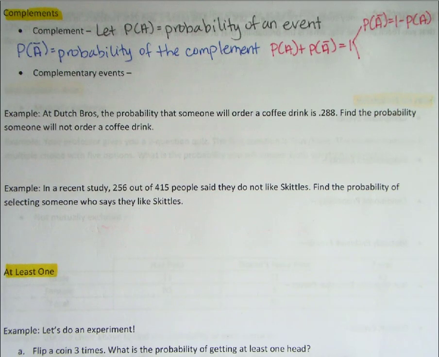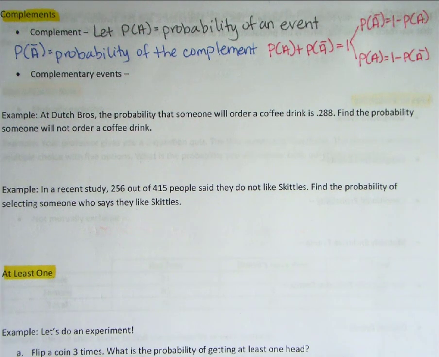By using general rules of adding and subtracting, we can solve for the probability of a complement if we are given the probability of an event by subtracting the probability of the event from 1. Likewise, if we are given the probability of the complement, we can find the probability of the original event by subtracting the complement from 1.